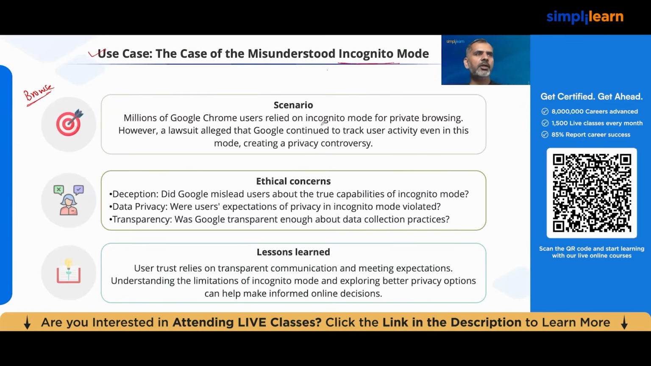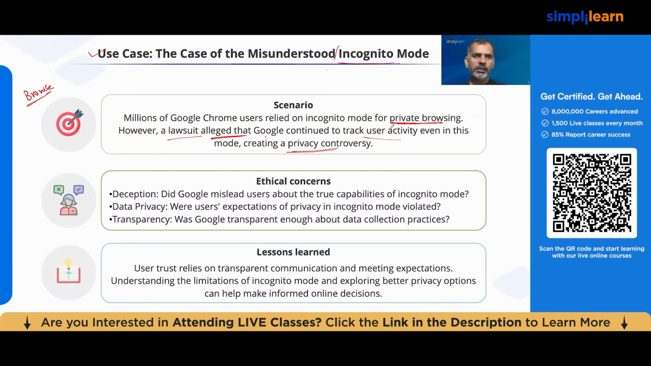That is one of the scenarios. Millions of Google Chrome users relied on incognito mode for private browsing. That is what we use it for. Our private information should not be shared over the browser. The location, the passwords, the personal history, nothing is going to be shared. That is why we rely on incognito mode. However, there has been a lawsuit alleging that Google continues to track user activity even in this mode, creating a privacy controversy. So there was a challenge given to Google that even in incognito mode, you are tracking user activities, like what kind of browsing is being done and from where. Even though we were relying on it, if I am in incognito mode, my private information is not being shared with anyone else.